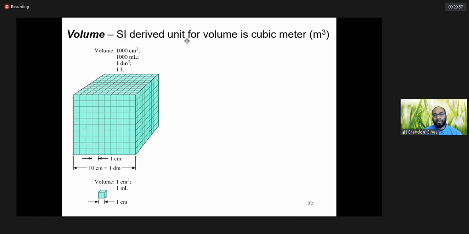Volume, we talked about volume as one of our extensive properties. But if you've never heard of volume before, what is volume? The amount of space something takes up in 3 dimensions. Yeah, so here's our definition. The amount of space something takes up in 3 dimensions.